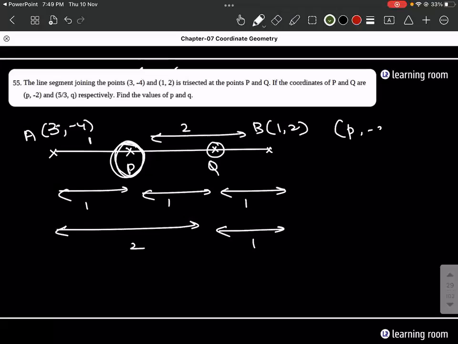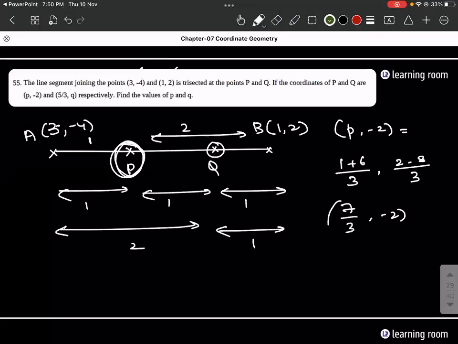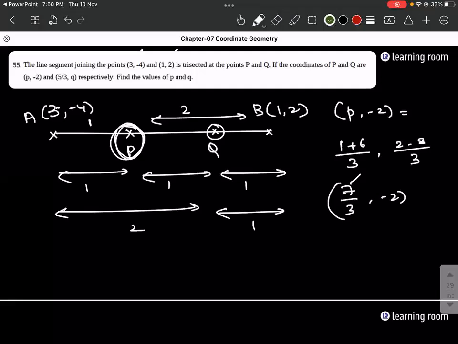So P comma minus 2 is equal to 1 plus 6 by 3 comma 2 minus 8 by 3. So 7 by 3 comma minus 2. So 7 by 3 is p. So what about q? It's 0. Correct.